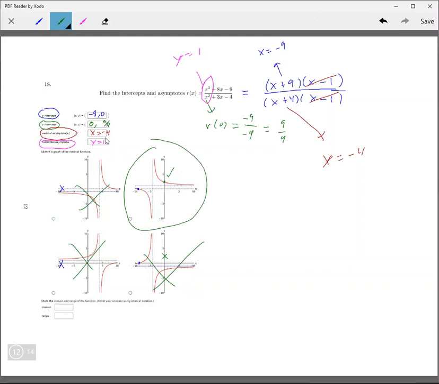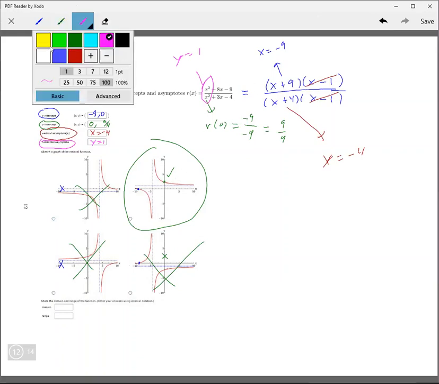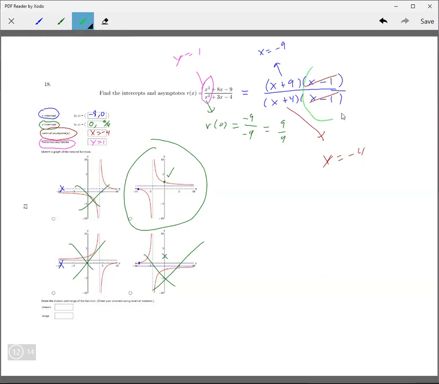Okay, -4 is the vertical asymptote. That's fine. Y = 1 is the horizontal asymptote. That's fine. Also, let me point this out. This part right here, you know how we had this -1 in the denominator? That leads to this little open circle right there. That means that the function is not defined at that point. It's not defined at that point.